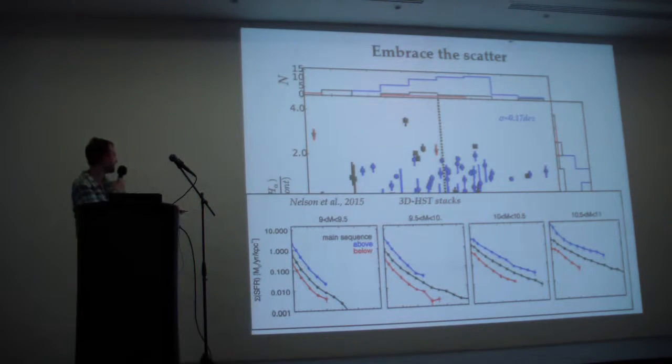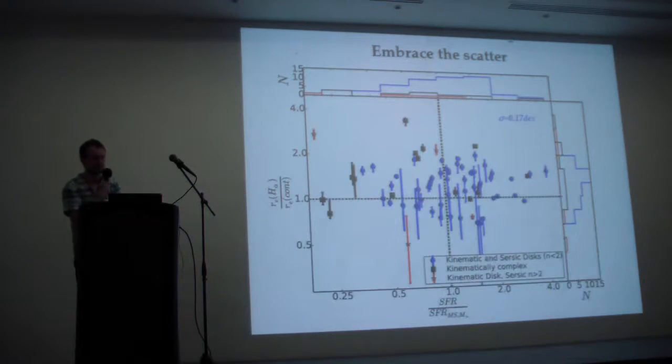So they do this in stacks, from low to high mass, three bins of star formation, and again you see this median profile of H alpha, which going from below the main sequence to above the main sequence is just a change in normalization. So again, very different from the low redshift universe.